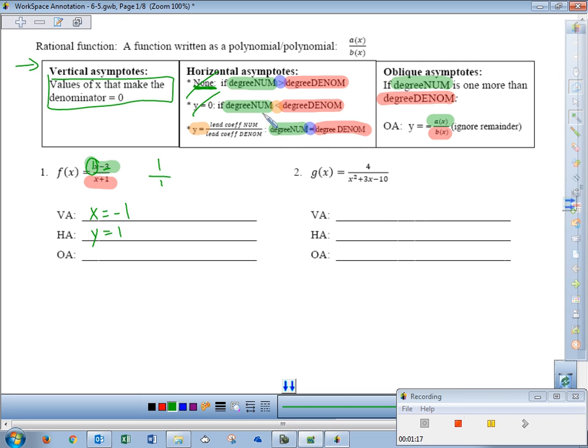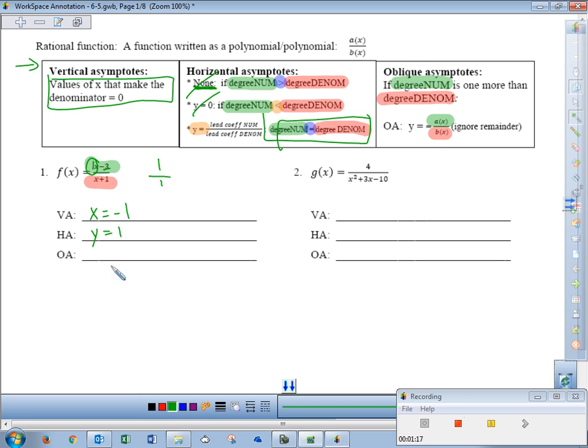And it turned out that this was the scenario. The degrees were equal to each other. So it said, all right, your equation is going to be y equals whatever your leading coefficient of your numerator is over the leading coefficient of your denominator. Does that sound cool with you, how I figured that out?